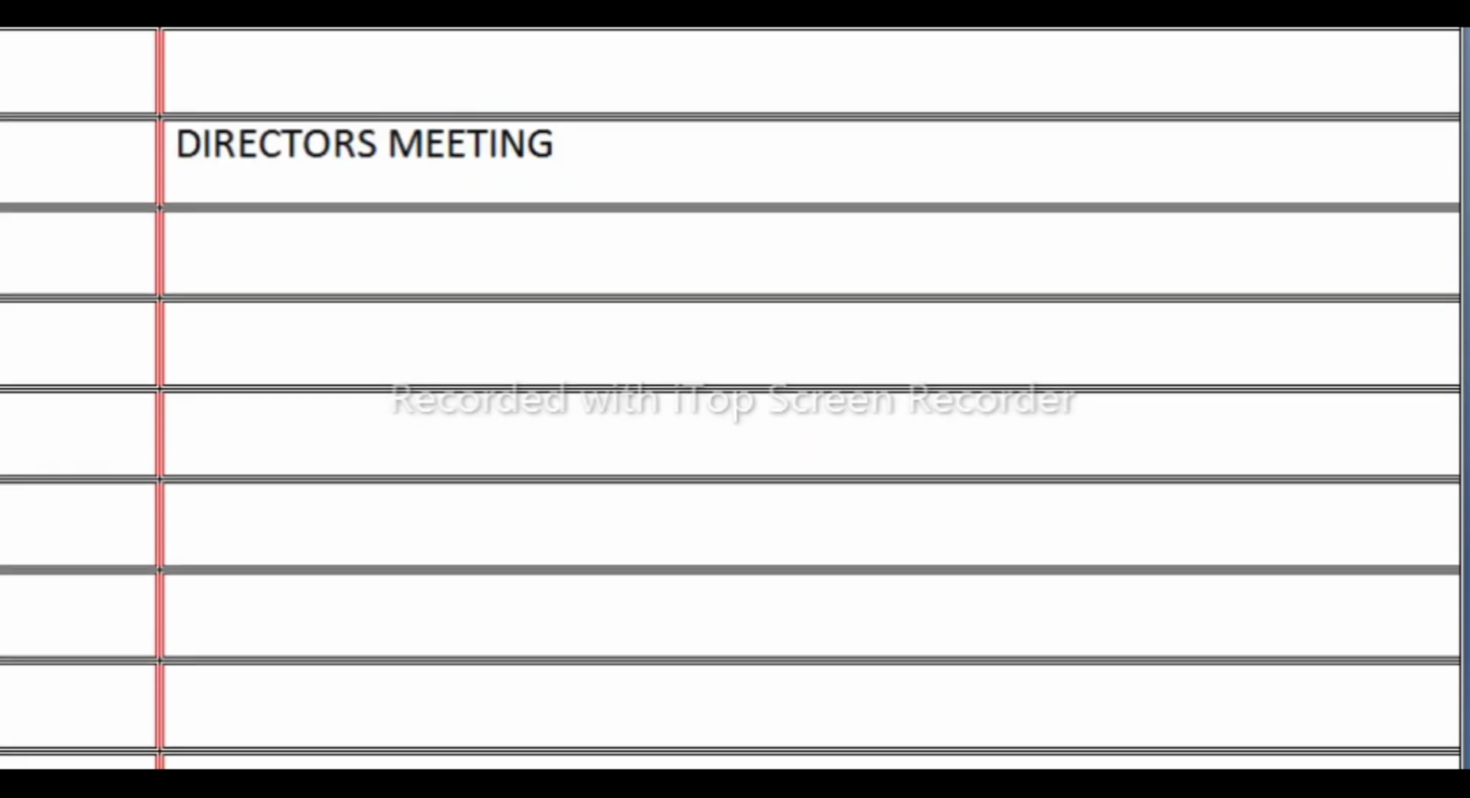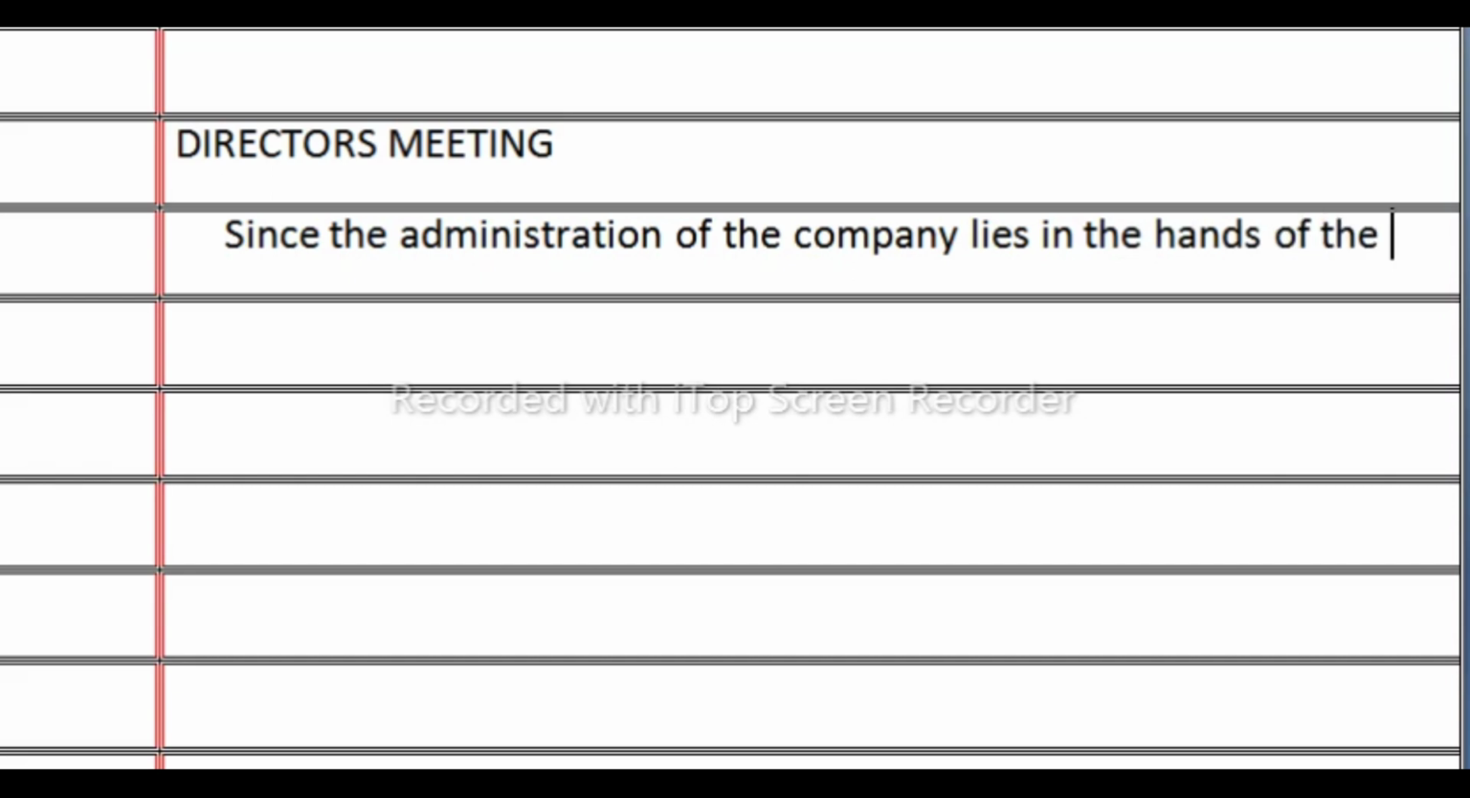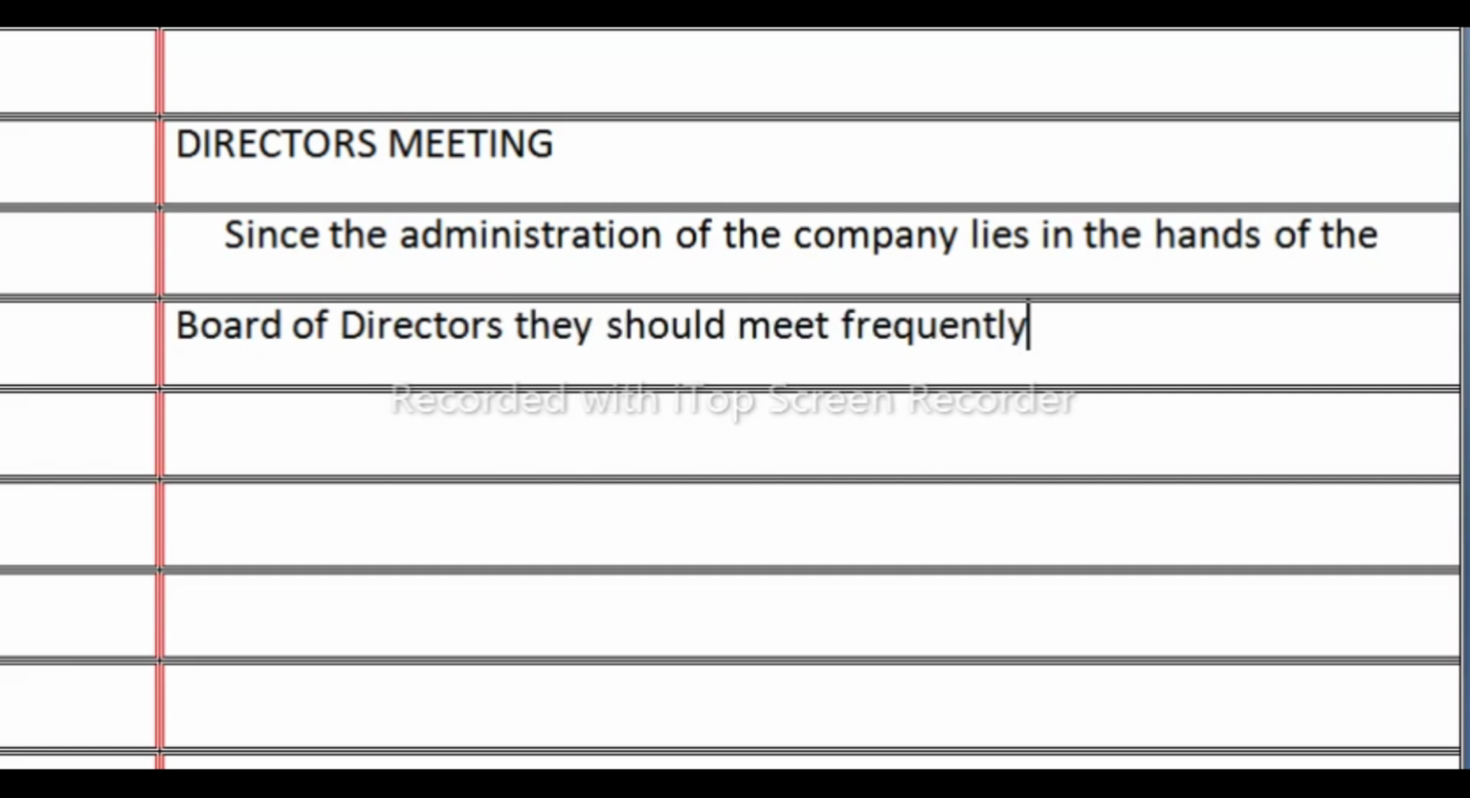The next main set of meetings is the directors meeting. In a company, the administration lies with the people called the board of directors. They have to meet very frequently to discuss how the business is going, and the policy matters of the company. Such meetings, where the board of directors get together and discuss matters about the business, are called directors meetings. This directors meeting is divided into two, that is board meeting and committee meeting.